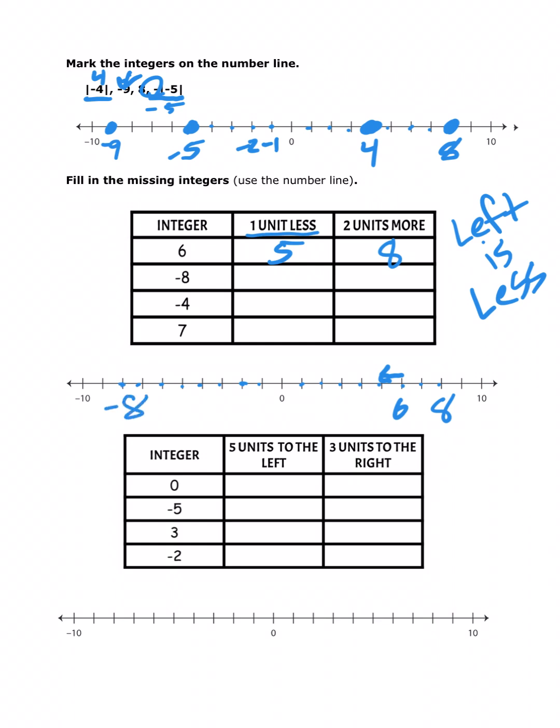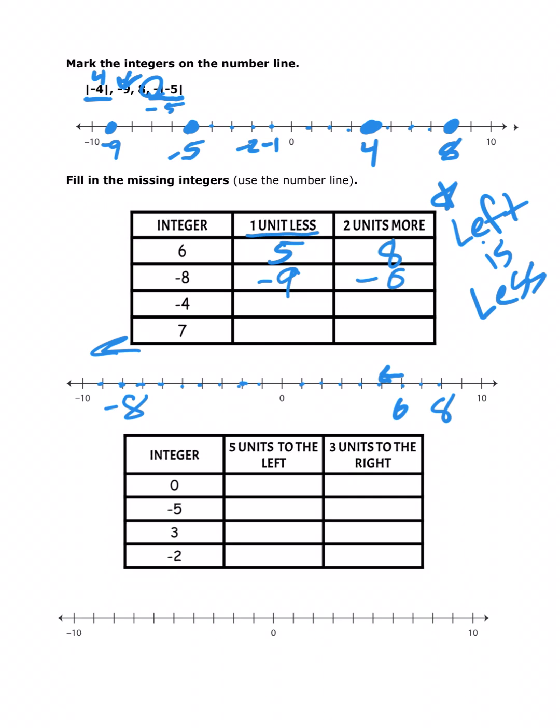1 unit less. Remember, left is less. That means I go to the left. And 1 less than -8 is going to be -9. And if I want 2 units more, I go -8, -7, -6. All we are doing is using the number line to count back and forth the correct direction. That is it.